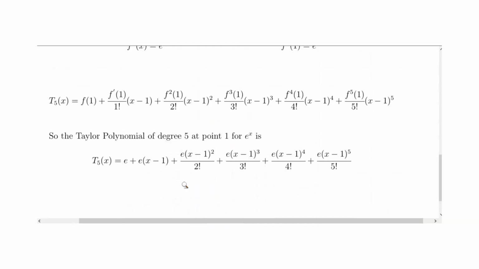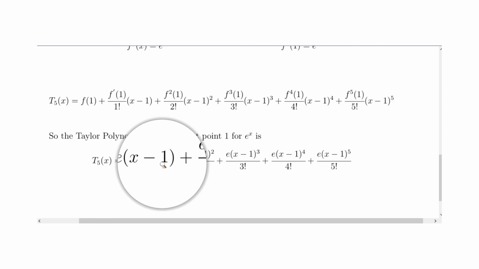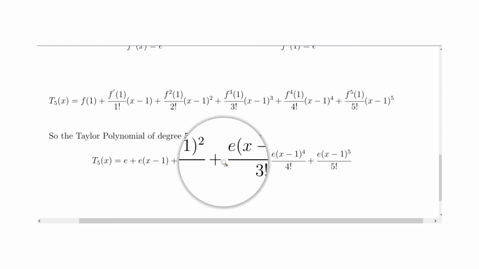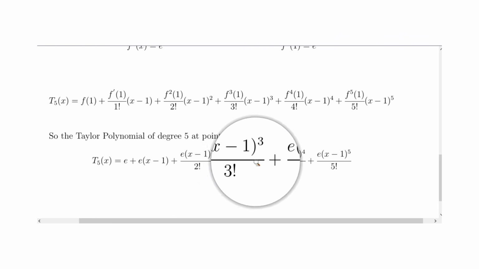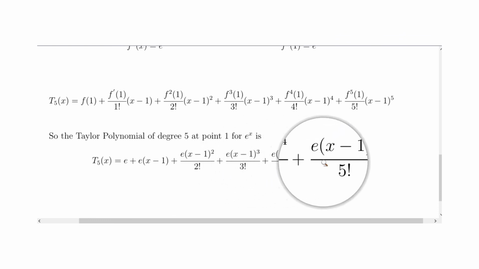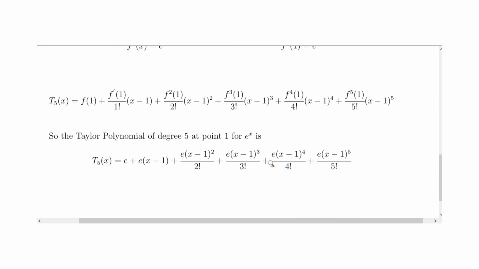So therefore we conclude that our Taylor polynomial is correct. T5 of x equals e plus e times x minus 1 plus e times x minus 1 squared over 2 factorial plus e times x minus 1 cubed over 3 factorial plus e times x minus 1 to the 4 over 4 factorial plus e times x minus 1 to the 5 over 5 factorial. You could write the numbers in here, which is 2, 6, 24, 120, but it's perfectly acceptable to write that.